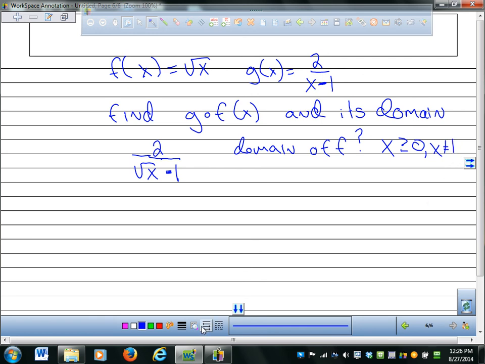Because first of all, you have to look at what kind of values I can plug in here. Then I have to look at the composite function to figure out what values of x are going to make my composite function undefined. Even though it says these numbers have to be greater than or equal to 0, this square root of x cannot be equal to 1, and the thing that gives you square root of x equals 1 is 1, right?